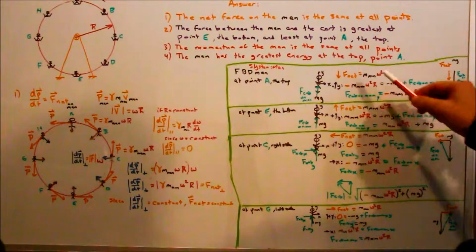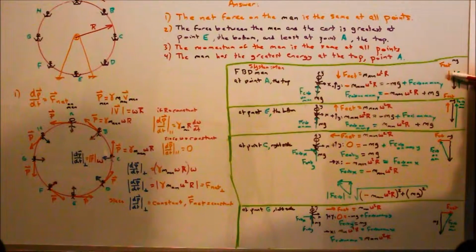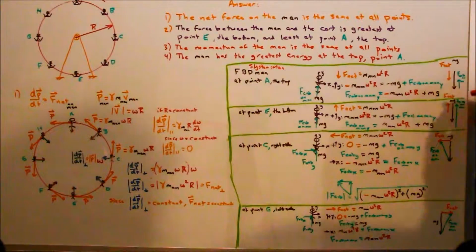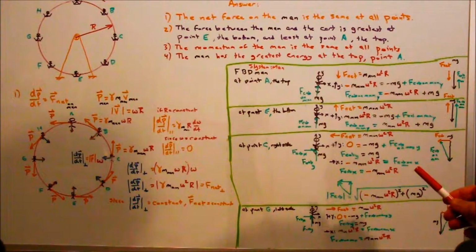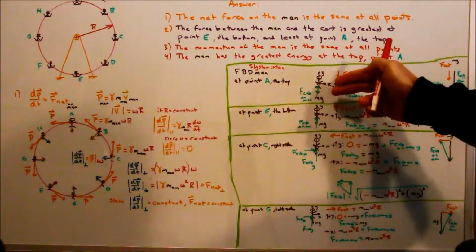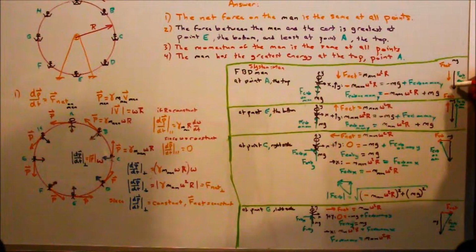So I know that all my forces, when added up, have to vectorially add up to be whatever this is. At any point as it goes around, we know one of the forces is mg. So that's down.